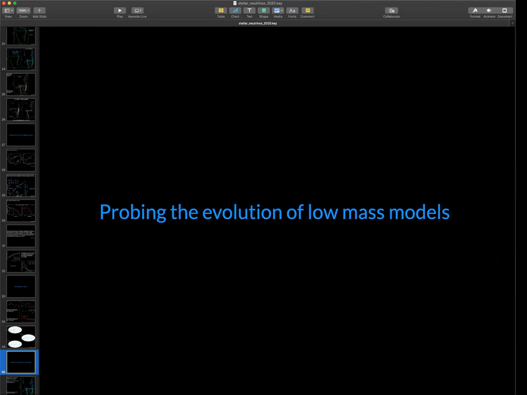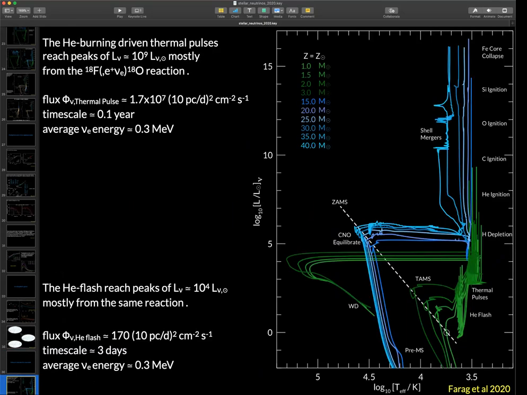Presupernova are great. They're probably the ones we're gonna detect first. But low mass stars count too. In fact, there's more low mass stars than any of them. The sun being an example, we detect the sun. So what might be one?